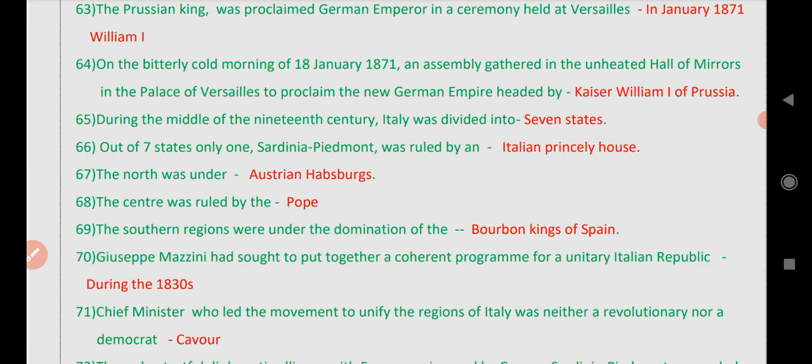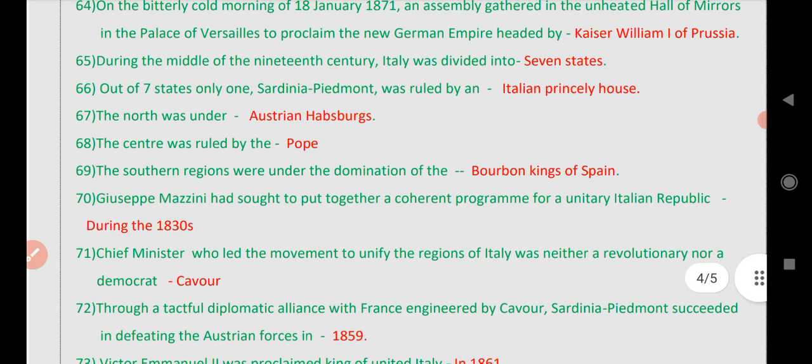On the bitterly cold morning of 18th January 1871, an assembly gathered in the unheated Hall of Mirrors in the Palace of Versailles to proclaim the new German Empire headed by Kaiser William I of Prussia.